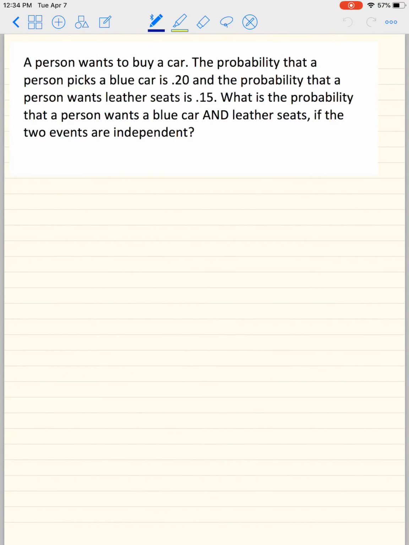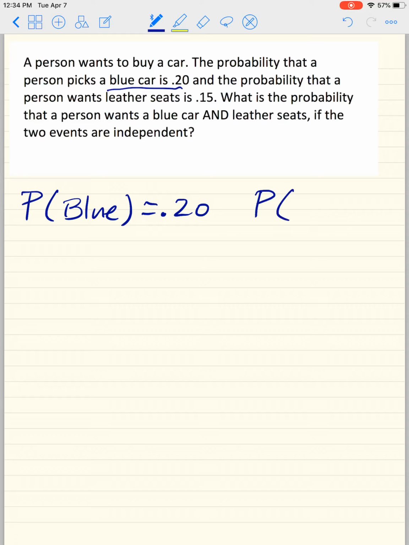So in this case here, I said a person wants to buy a car. The probability that a person picks a blue car is 0.20. So I'm going to first start with my notations that we learned in the past videos. Blue car is going to be 0.20. And the probability that a person wants leather seats is going to be 0.15. So what is the probability that a person wants a blue car and leather seats?